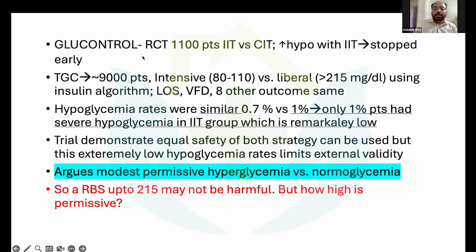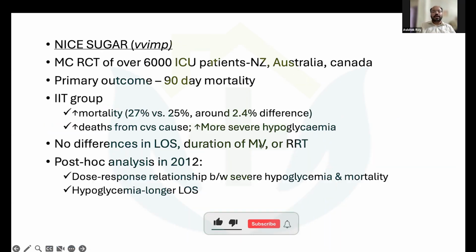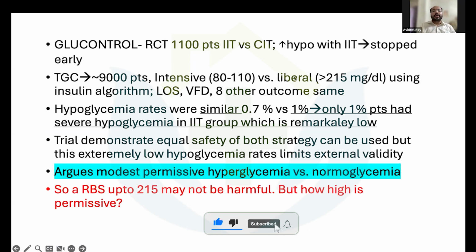And surprisingly, Van den Berghe, who first devised these trials, the Leuven surgical and the MICU trial, came up with an updated trial on their own with 9,000 patients, published in 2023 in NEJM. They did not compare intensive 80 to 110 versus standard 140 to 200. They compared intensive versus liberal, that is more than 215, using a logic insulin algorithm, which is basically some AI-based algorithm, and they compared length of stay, ventilator-free days, and everything was the same.